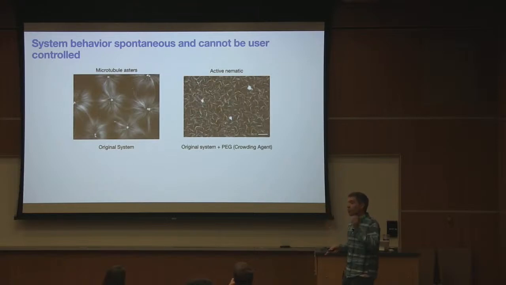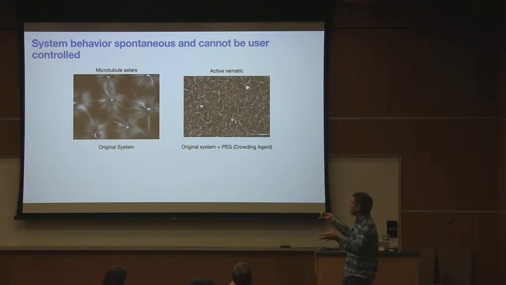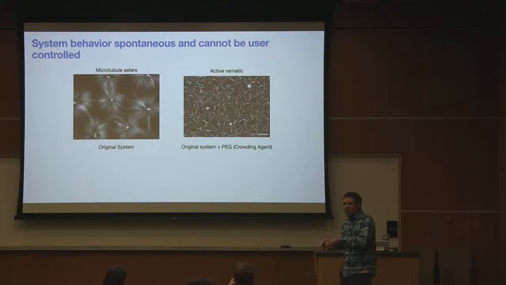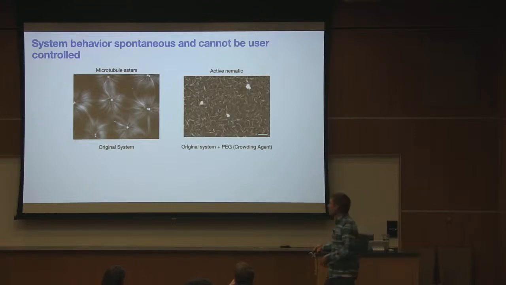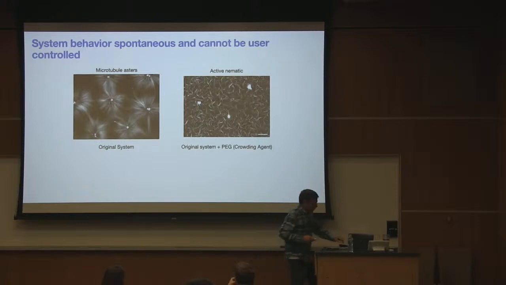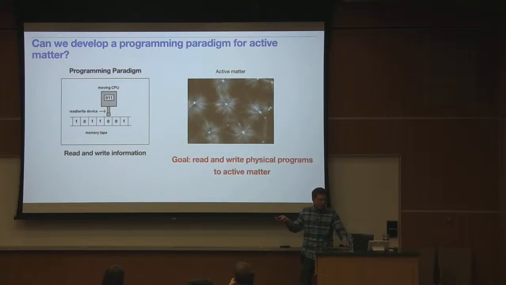But there's been a problem with the system, which is that everything happens spontaneously. You mix the components together, you get these behaviors, but there really has been no way to control it or interface with it, either to understand how it's working or to re-engineer it. So we started this research that I'm going to tell you about with a simple goal. We thought, okay, there's this paradigm in computer science, which is programming. We want to program active matter.